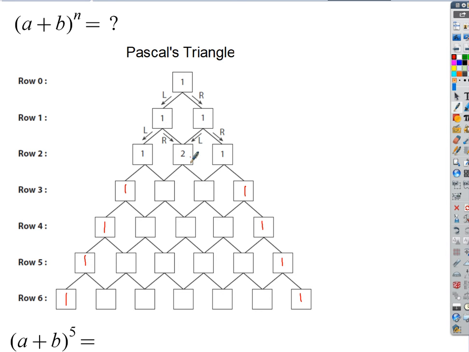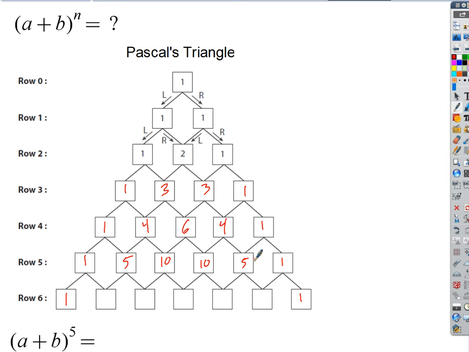So 1 plus 1 is 2. What's that going to be? 3, 4, 5. And you get the idea. We could keep going, right? So what does all this stuff mean?